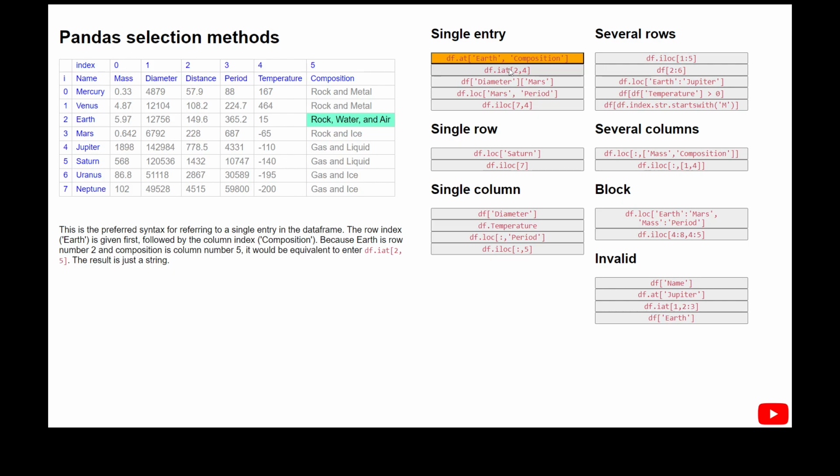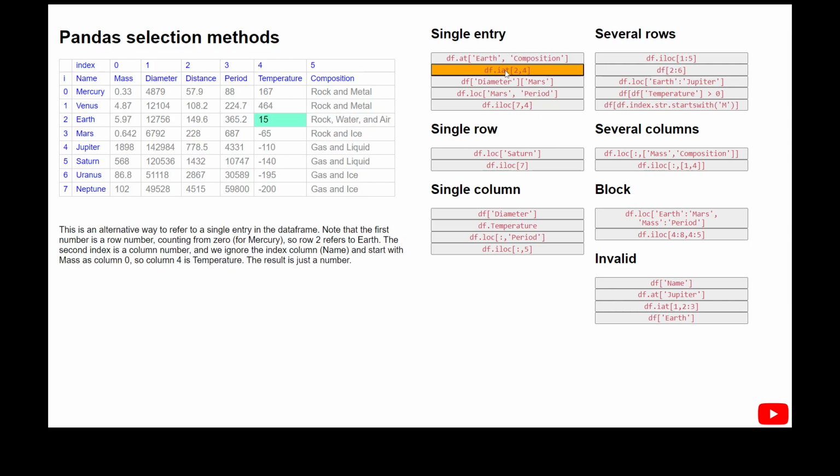You can also use df.iat. With the i, it means you're using index numbers instead of these strings here. So here we're going to row 2 and column 4, counting from 0 as usual. Row 2 is the row for Earth, and for the columns, 0 is mass, 1 is diameter, 2 is distance, 3 is period, 4 is temperature. So we're getting here the average temperature on the Earth, 15 degrees centigrade.